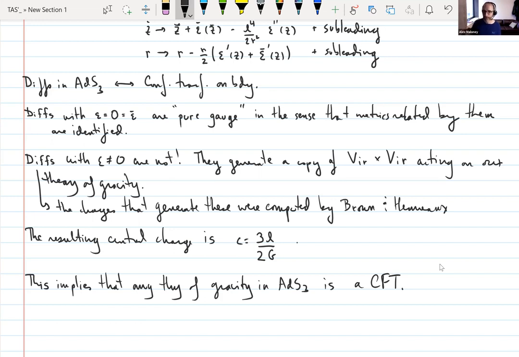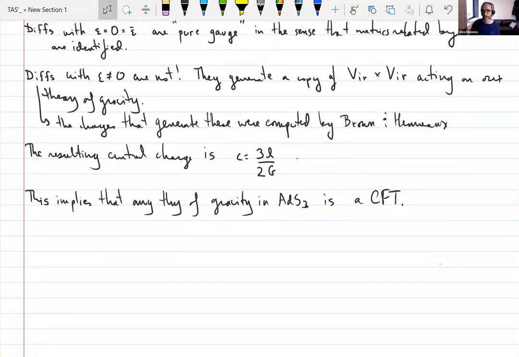Because it is a theory which has a symmetry group, namely the Virasoro algebra, with some central charge that we can compute. Okay. So I've told you about the symmetry structure of the theory. What about the states? So what are the states in the theory?